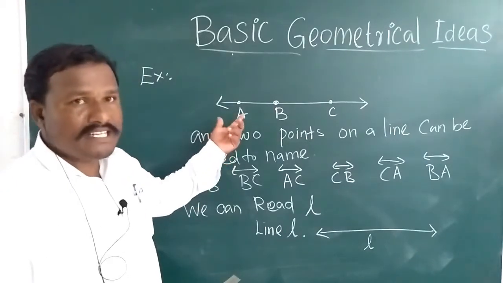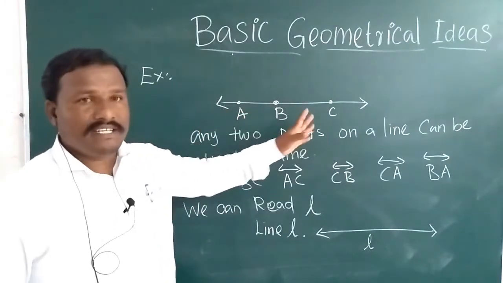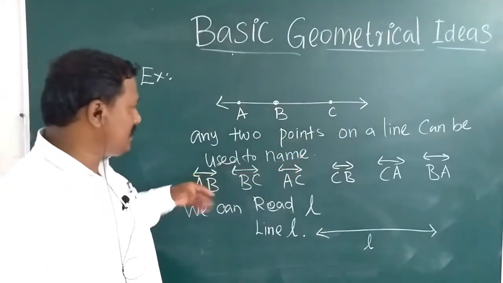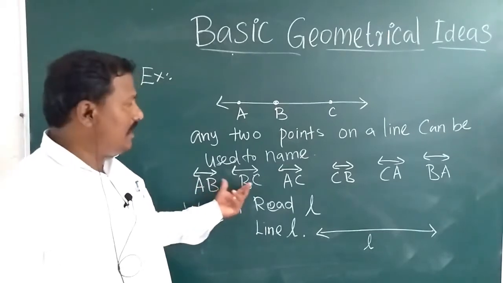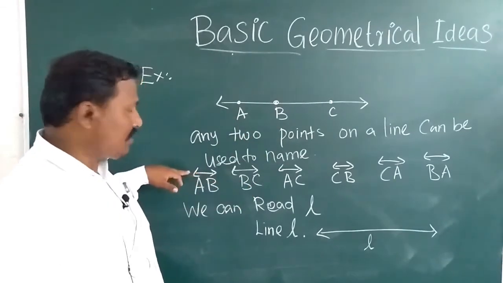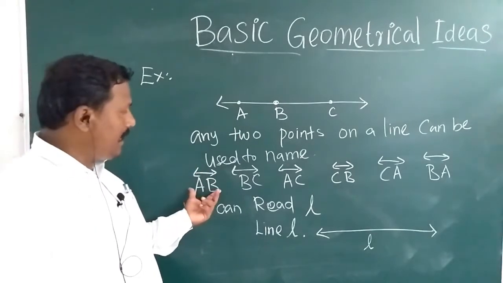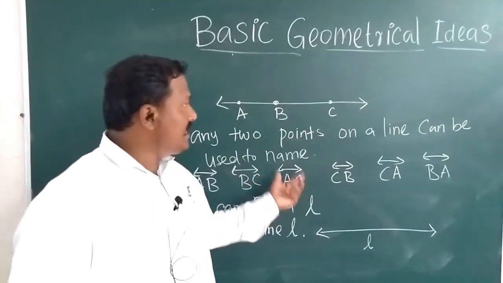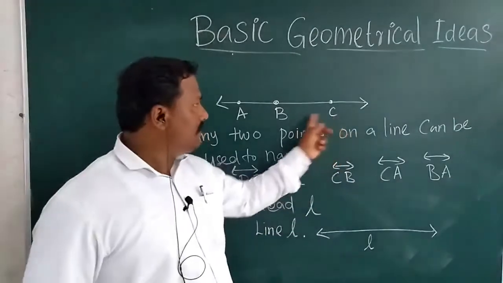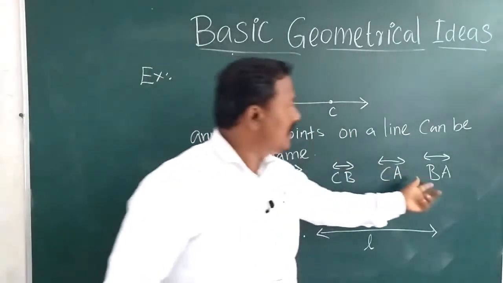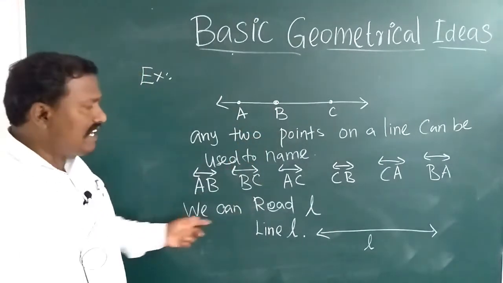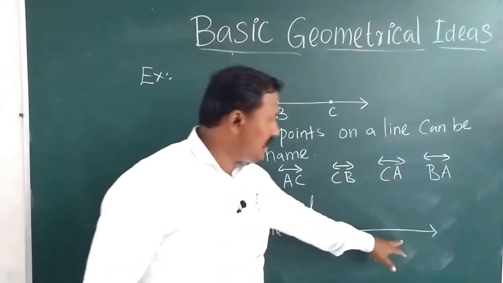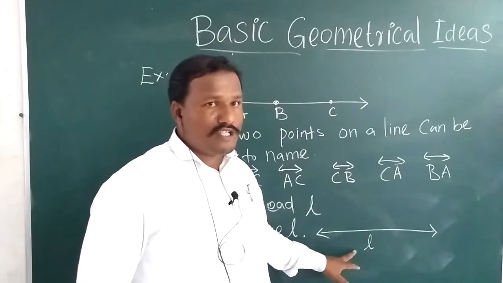If you have 3 points A, B, C on a line, any 2 points on the line can be expressed like this. Line AB, line BC, line AC, line CB, line CA, line BA. We put the line symbol on top of the points. We can also read it as line L. If you see this line, we can call it line L also.